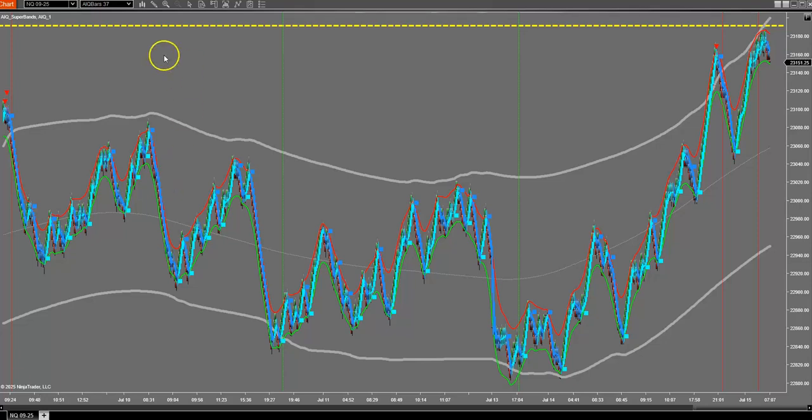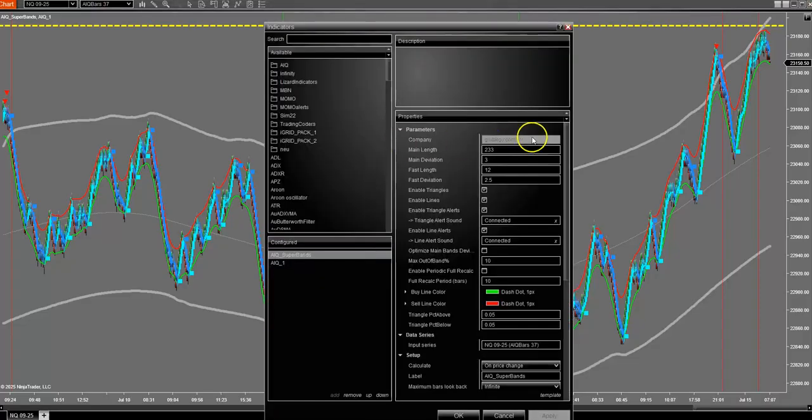Now, this is a 37 AIQ Renko chart. I kind of like my bands to be set a little bit bigger picture. I'm on a 233 responsiveness rate or length with a 3 deviation. That's kind of wide, probably, for this chart, but that works for me.